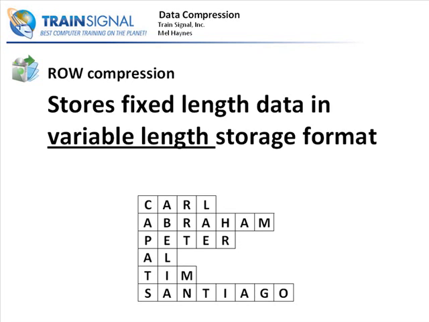So row compression is about moving from a fixed length data format to a variable length format so that you're only using the space you need for the data. And it's dynamic, so that's going to change based on the information you have in your data environment.